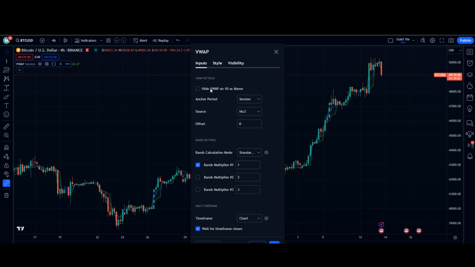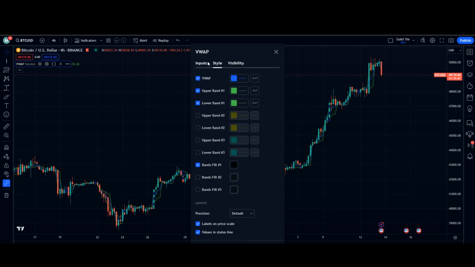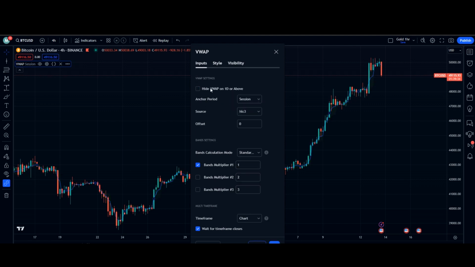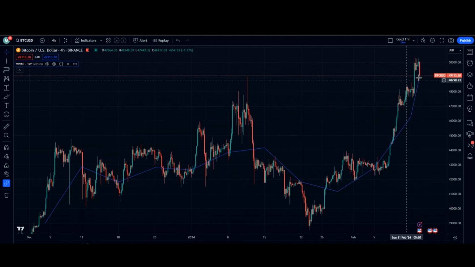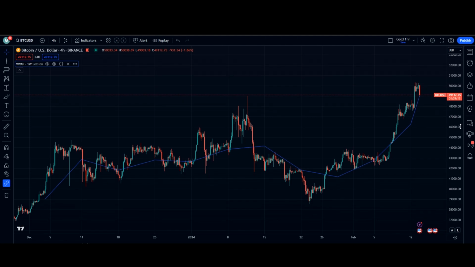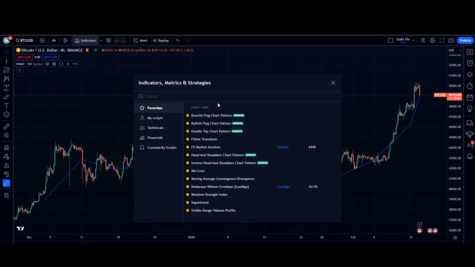Let's change the upper band, lower band. We don't need it, and change the inputs to weekly, and look at the 4-hour data. So this is something we can also look at, and it is generally a good indication for price, like monitoring of the price action as well.